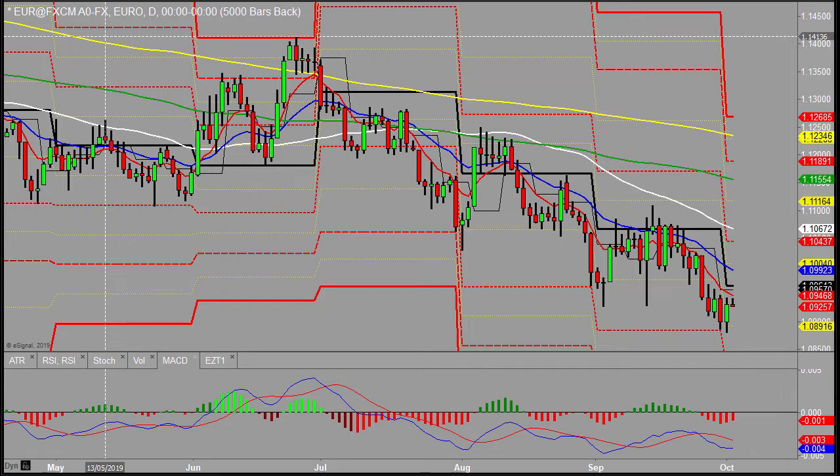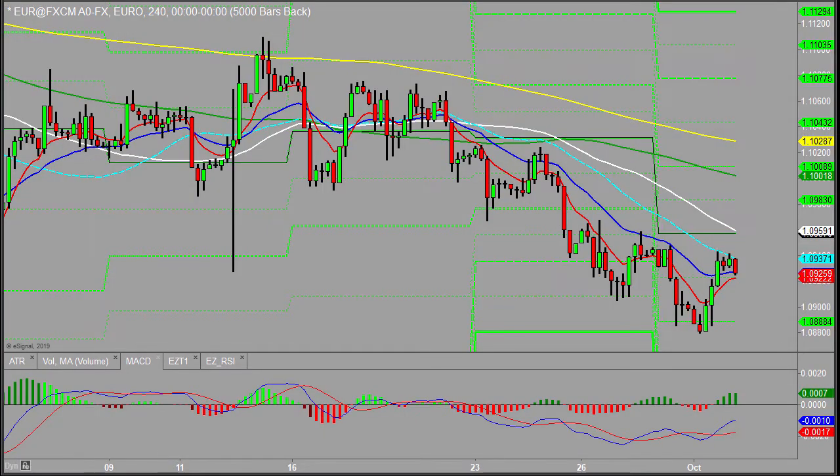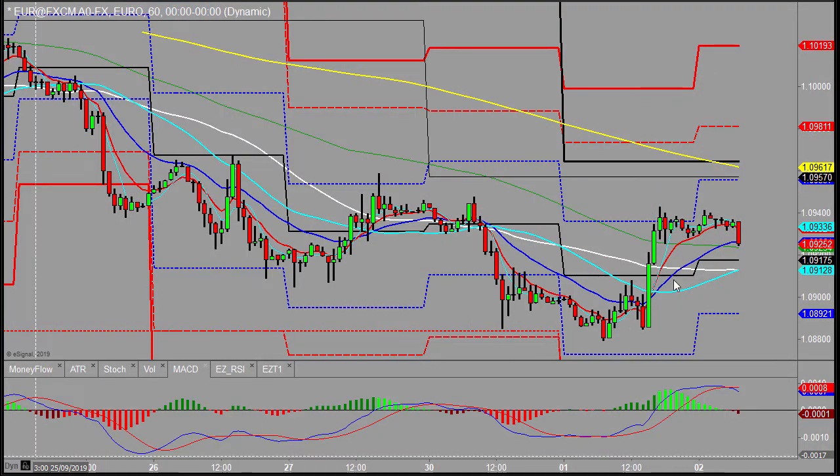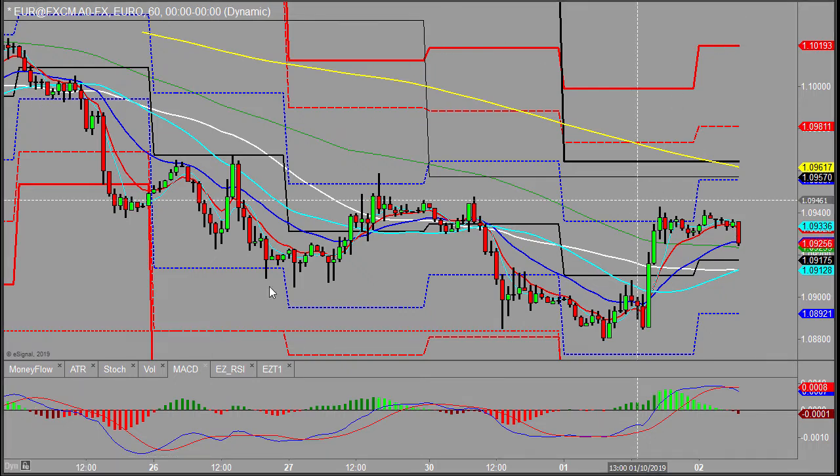So let's have a look down the time frames, and well, it's run into its 4-hourly 34 there, sort of almost bull flaggish pattern kicking in. It's a bit uglier on the 60-minute here. So looking at this, the decisions are here really for me.